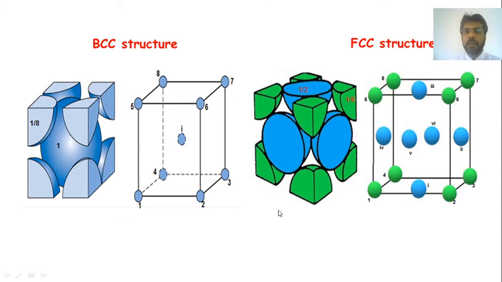So when you are going to study the structure of different materials, you should know about these three basic types of structures and the contribution of every atom located at the corner, at the body center, at the face center and at the edges of the unit cell.